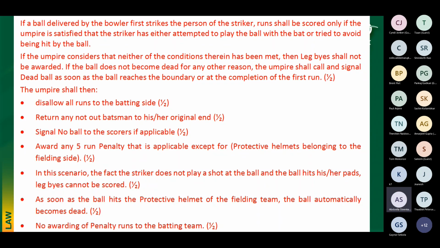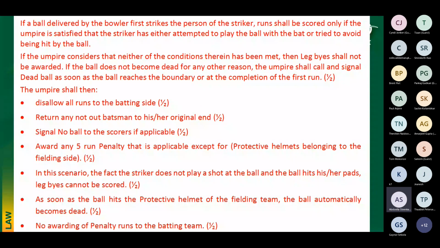So in this scenario, the batter shouldered arms. The ball then went from the pad and hit the helmet behind the keeper. Because the batter shouldered arms, we now know that runs cannot be allowed. So what shall we do in this case? Disallow all runs to the batting side, and return any not out batter to his or her original end. If there was a no ball, that no ball needs to be signaled to the scorers.